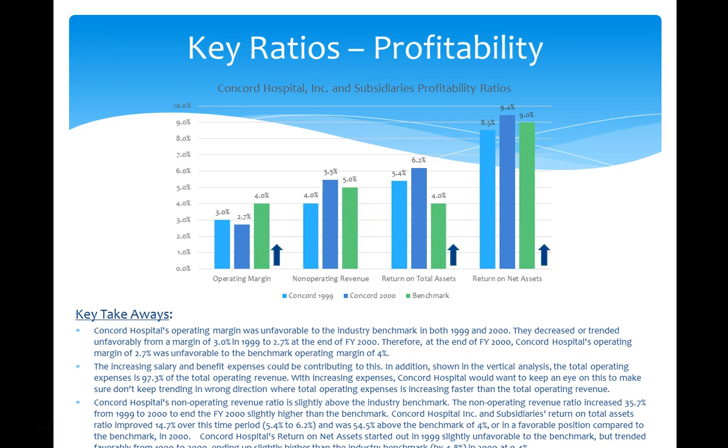Looking at the profitability ratios, the key one that we want to focus on here is the operating margin. We would like to see a 4% margin, that's the benchmark, and they are below that both years and trending unfavorably. This gives us cause for concern in that will they have enough money to reinvest in themselves, to buy new equipment, to buy electronic medical records and things like that.